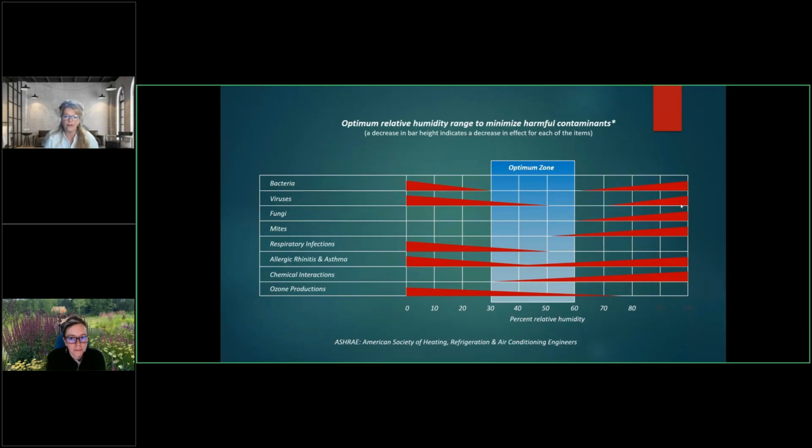Here is where we can see that 50% relative humidity is optimal for reducing a lot of harmful indoor air contaminants: bacteria, viruses, fungi, dust mites. Dust mites go dormant, I think, below 55% RH. So you get to that 50%, and 85% of people that have indoor allergies, it's due to dust mites.